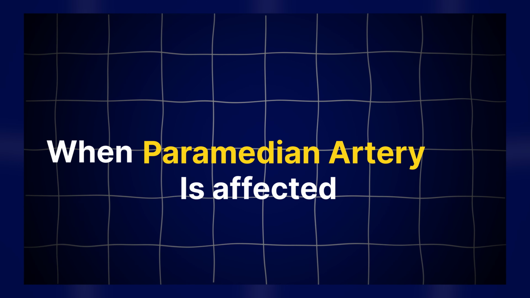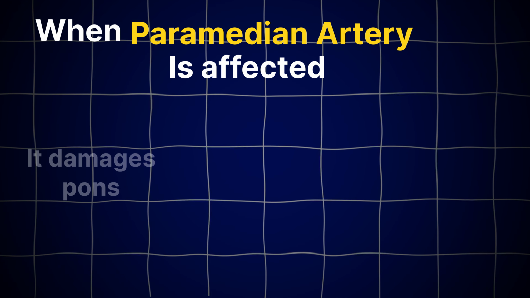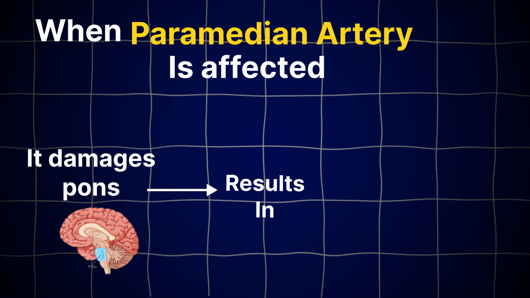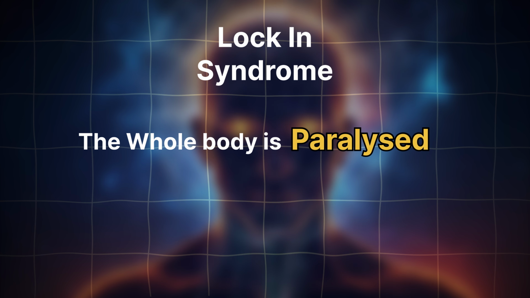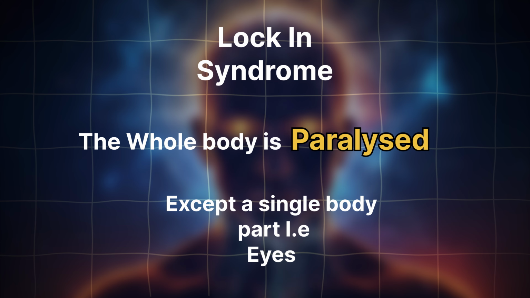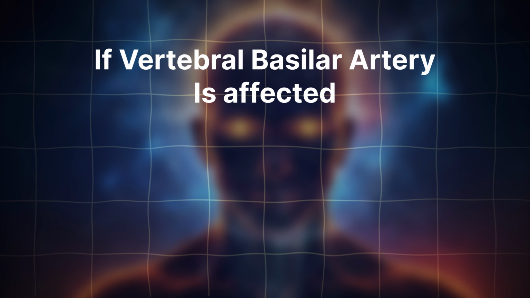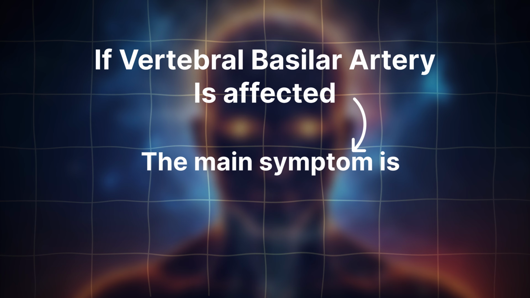When paramedian arteries are affected, it damages the pons, and damage to the pons results in locked-in syndrome. In locked-in syndrome, the whole body is paralyzed except a single body part, that is eyes. If vertebrobasilar arteries are affected, the main symptom is syncope.